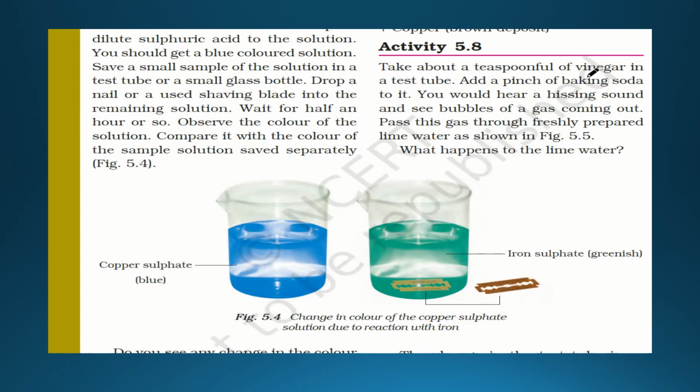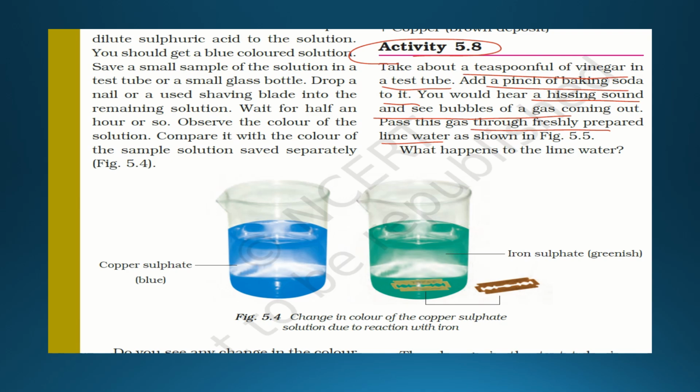So here comes our next activity, activity 5.8. We are taking a spoonful of vinegar in a test tube, and then we are adding a pinch of baking soda to it. We hear a hissing sound and we see bubbles of gas coming out. If we pass this gas through freshly prepared lime water, what will we see?